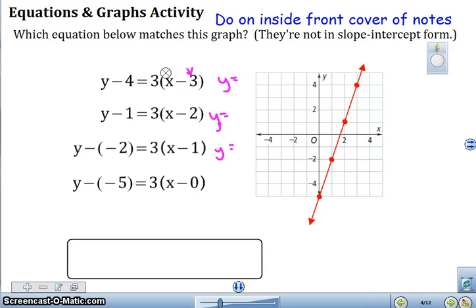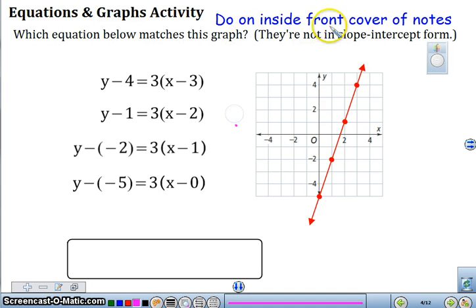So what I'd like you to do as you begin today's video is, in the front cover of your notes, please write these 4 equations down, and then right behind each one I want you to tell me what it looks like in slope-intercept form.